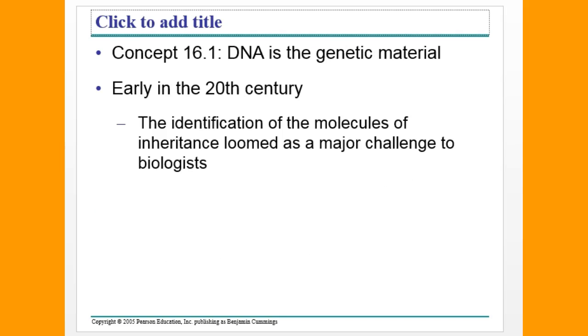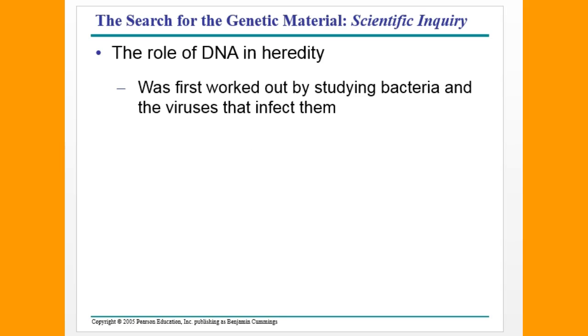Alright, 16.1. The topic of discussion for 16.1 is DNA, the genetic material. Okay? So to give you a little backstory, a little history here, early in the 20th century, the identification of the molecules of inheritance loomed as a major challenge to biologists. The role of DNA in heredity was first worked out by studying bacteria and the viruses that infect them.